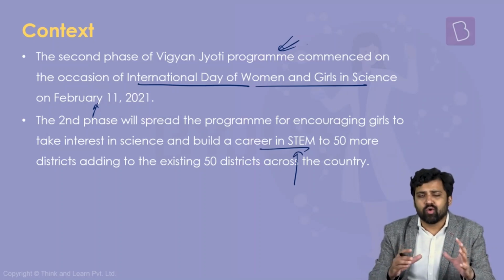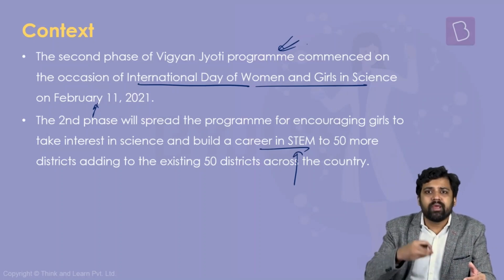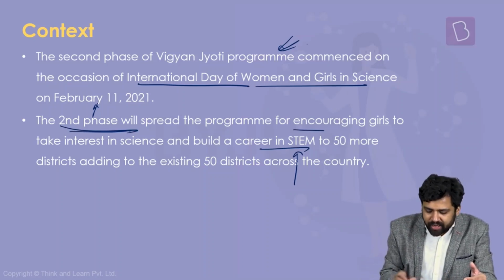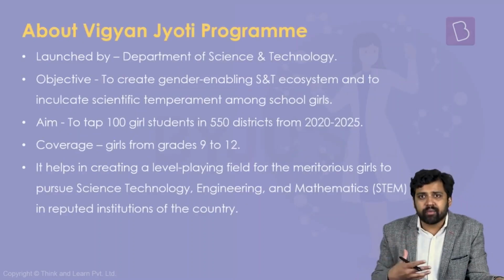And again, this particular program is not everything in one go. Rather, they are identifying some targets. So initially they had identified 50 districts. From these 50 districts, they were trying to find girls who would be interested in the disciplines of science. This year they have added 50 more districts. Right? So the second phase will spread the program for encouraging girls to take interest in science and build careers in STEM to 50 more districts. Already 50 districts were added. So let's look at this program in more detail.